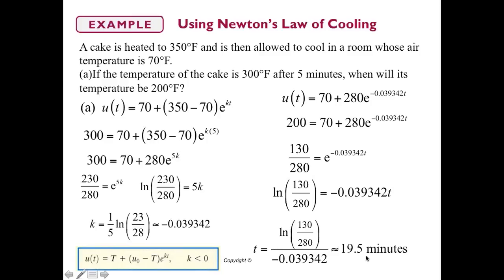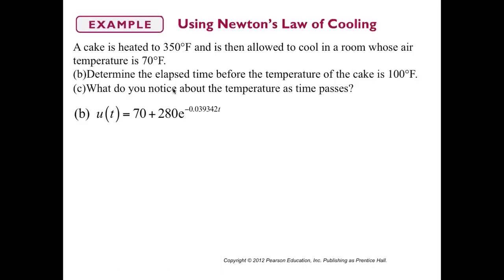Let's say that a cake is heated to 350 degrees Fahrenheit and is then allowed to cool in a room whose air temperature is 70 degrees Fahrenheit. If the temperature of the cake is 300 degrees Fahrenheit after 5 minutes, when will its temperature be 200? We use our equation: U of t equals 70, which is our room temperature, plus our initial temperature, which is 350 minus 70, multiplied by e to the kt power.